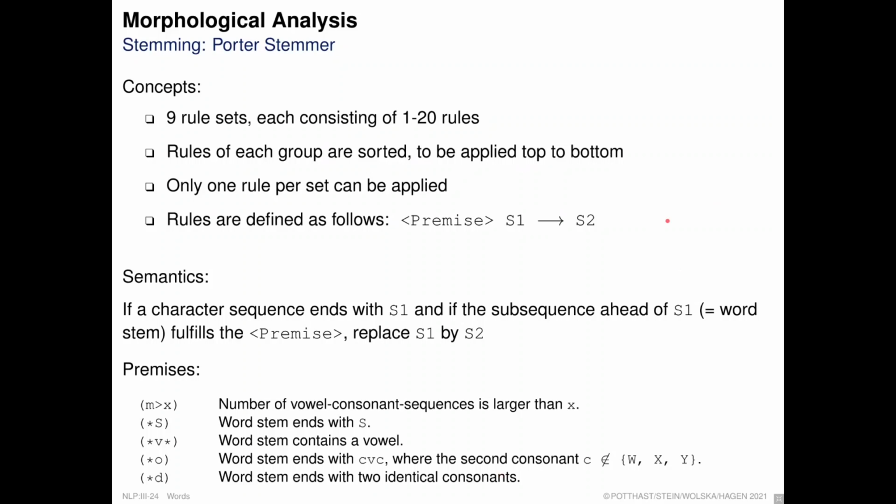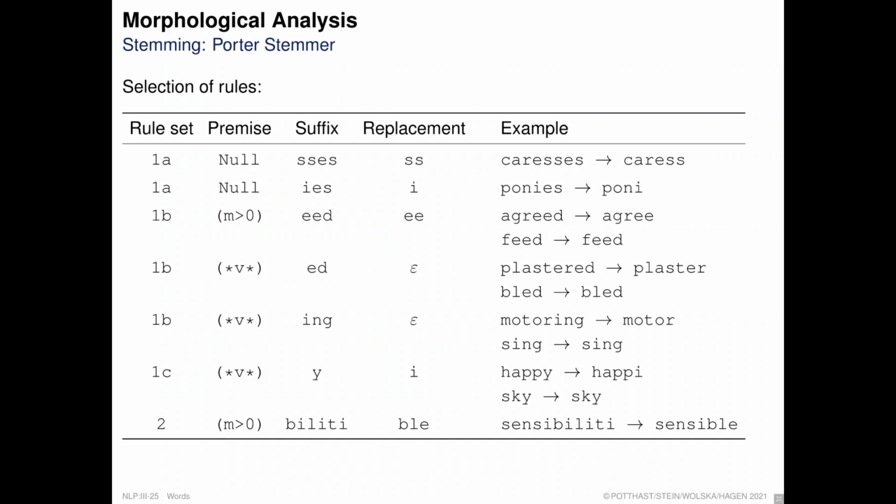You'll see a formal definition of a rule here, and I'll ask you to look at the details at home, and you can ask questions next time. Here are examples of rules. You'll see that each rule will have a premise and a suffix and a replacement.